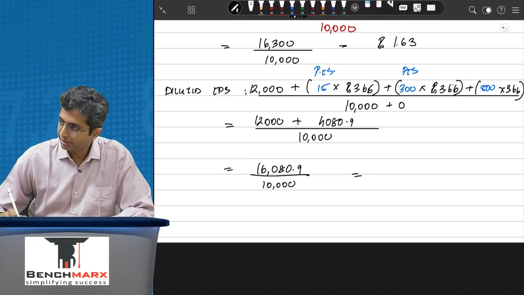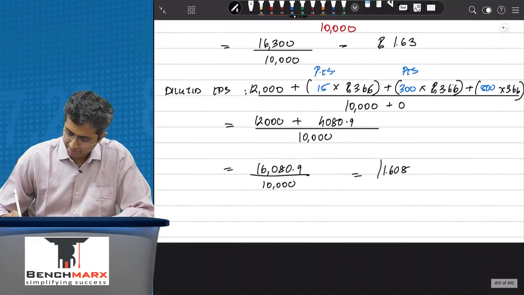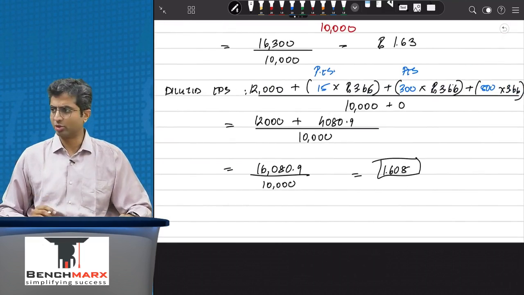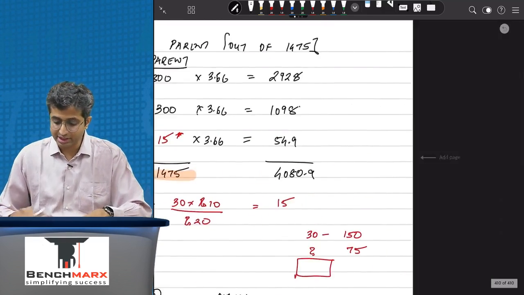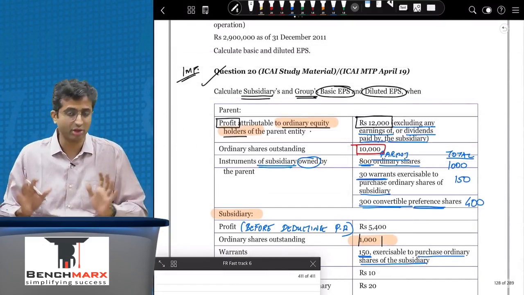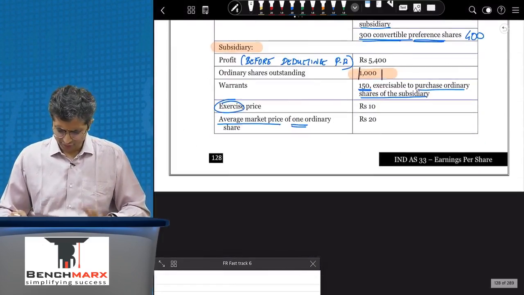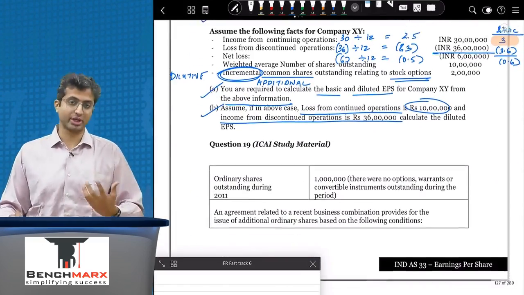So this is, I guess, 1.608, which is lower than the basic, and hence this can be treated as diluted. So this is one and the only question on these lines. It has never come in the exam, but if it comes, you should be aware that this is how you solve it. Okay, so that takes care of question 20.